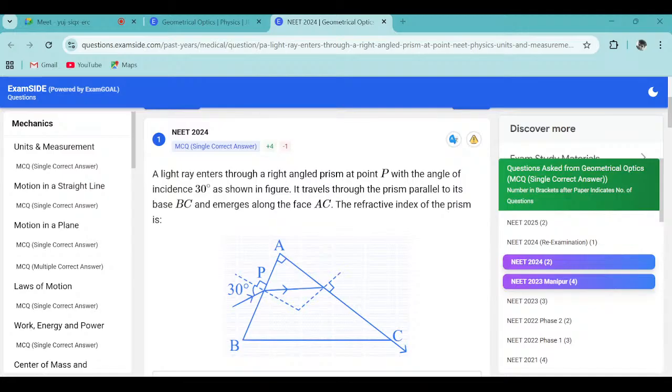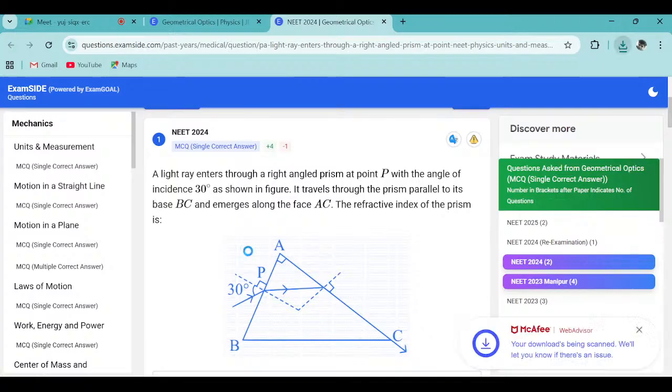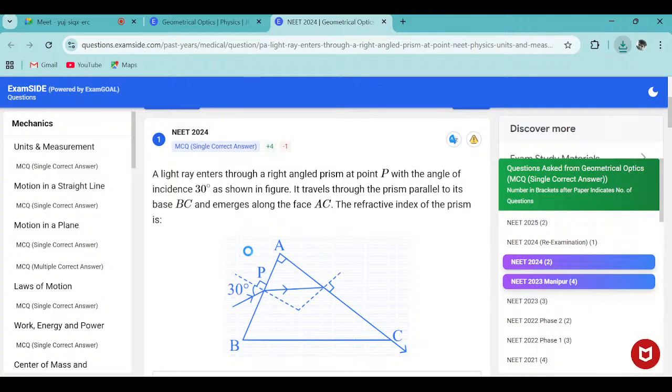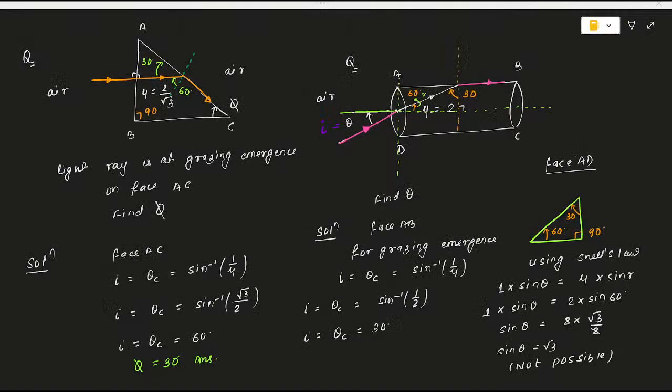Besides that, you need to remember the language of this question. The language of this question states that light rays, although incident at an angle of 30 degrees, are also parallel to the base of the prism, and we are supposed to calculate the refractive index of the prism since it is at grazing emergence at the face AC. Just a moment, I'll have it shared on my OneNote. So let me know, is the screen visible to you or not?